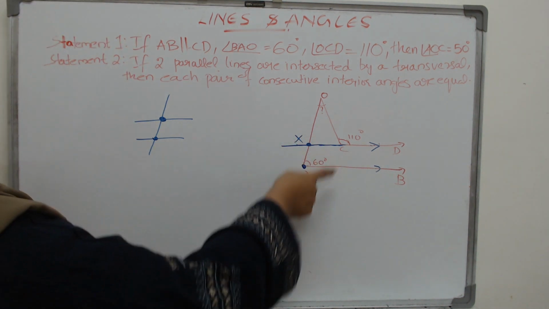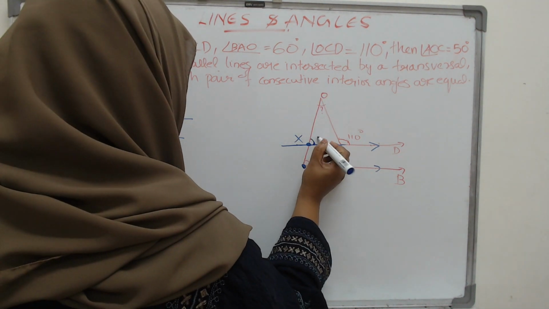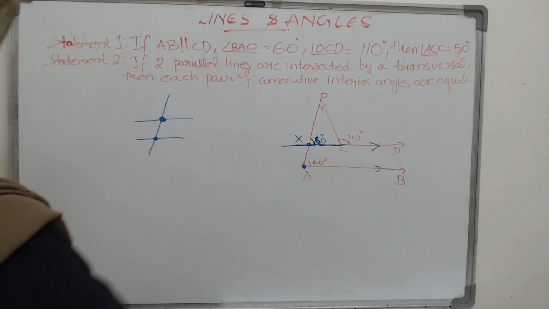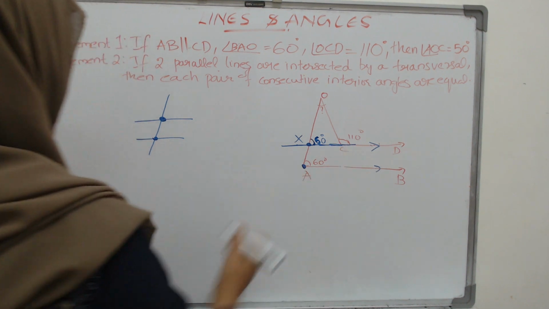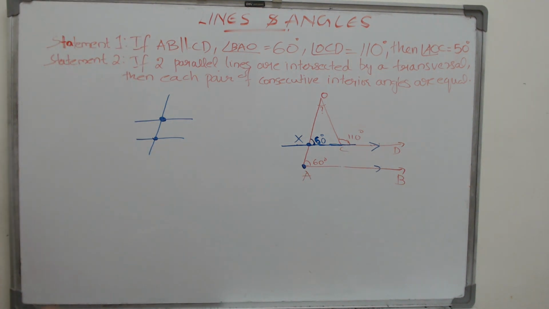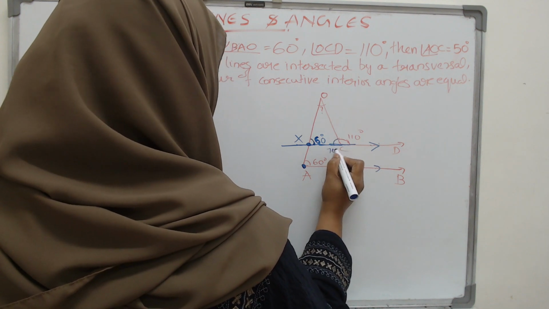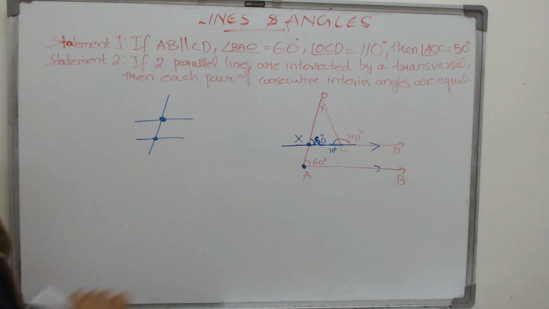So what do you have? Two parallel lines, a transversal. Then according to the corresponding angle rule, this is 60, which means this is 60. Now look at this line. What do you have? A linear pair, a straight line, which means it makes 180 degrees. Both of them together should be 180. If this is 110, this is 70.